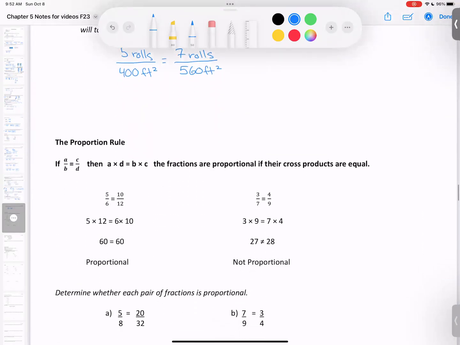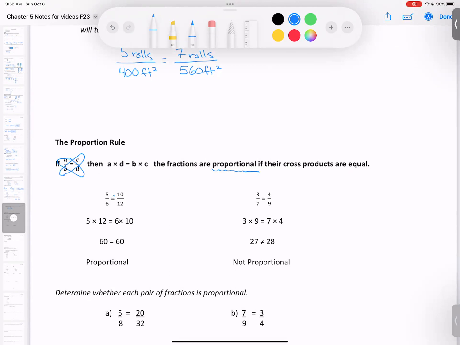All right, the proportion rule. This is a rule you might remember from chapter 2, I think, when we were looking at equivalent fractions. This is where you draw the X. To test if the fractions are equivalent, which is the same thing as testing if they are proportional, we take their cross product. So we draw ourselves an X, and if A times D equals B times C, then they are proportional or equivalent.